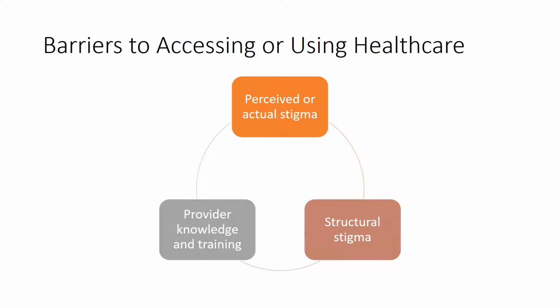And so I wanted to talk about what the barriers are that LGBT people encounter when trying to access or use healthcare services. And that's where the remainder of this presentation is going to go, focusing on what nurses can do to help alleviate that a little bit. There are three major barriers that I want to talk about. The first is perceived or actual stigma. The second is structural stigma. And the third is provider knowledge and training.